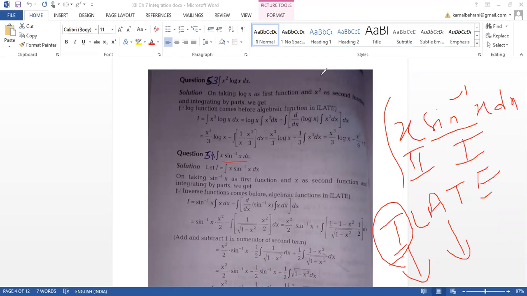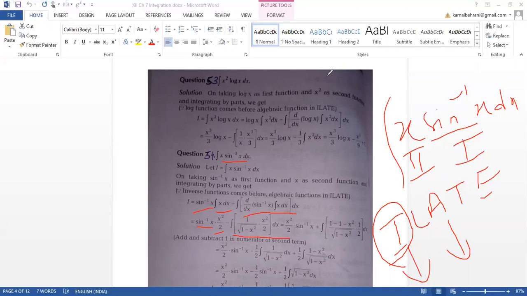So how do we do the integration? Sine inverse x first function as it is, integration of second, minus integration of d by dx of first function and then integration of the second function, that is x, whole integration. Now you know that sine inverse x as it is, integration of x will be x square by 2, minus integration of d by dx of sine inverse x. You know that differentiation of sine inverse x is 1 upon under root of 1 minus x square, into integration of x, which is x square by 2.